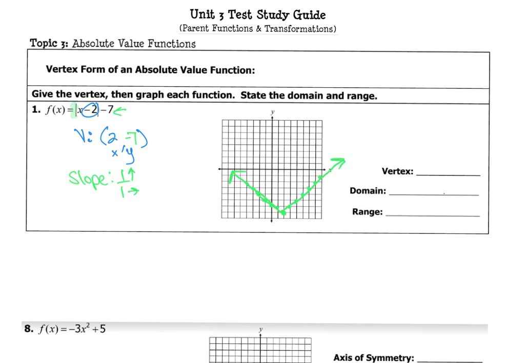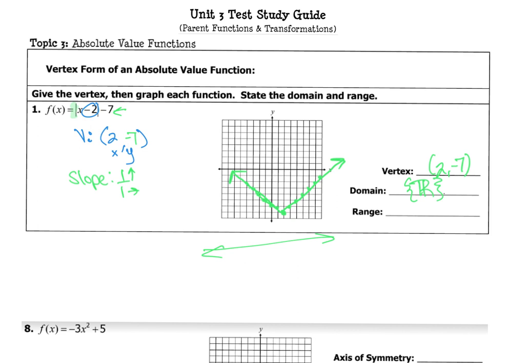Now we have to answer our questions. What was that vertex again? That was 2, -7. That's the center of our graph. What's the domain? We have left to right spread. We're spreading from left to right forever without any interruption. So our domain is all real numbers.